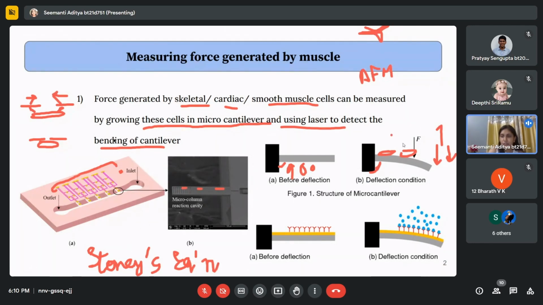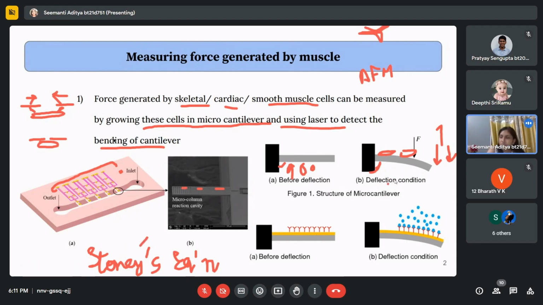We will not go into much detail on the mathematics behind it, but the general principle of detecting the force generated by the smooth muscles is using this micro cantilever system, where cells are grown on the surface of the micro cantilever. After their growth, the cantilever will bend, because once the muscle cell attains its features, it is going to contract, and because of that, it will show deflection. This deflection angle we can measure, and use it in Stoney's equation to get the force.